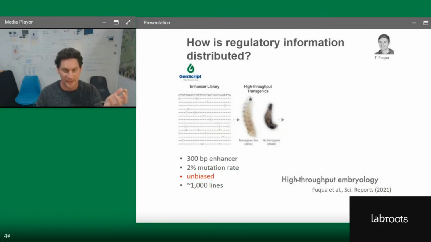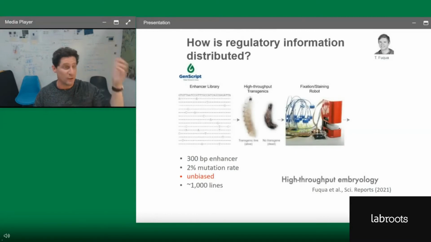I'm always very keen and very happy to discuss these much further, because there are a lot of ways now where we can put these back into the fly in the same exact spot, really at scale, so we can make thousands of lines. And the next step after building these thousands of lines is we actually had to have ways to handle many, many embryos and do this at scale very systematically.